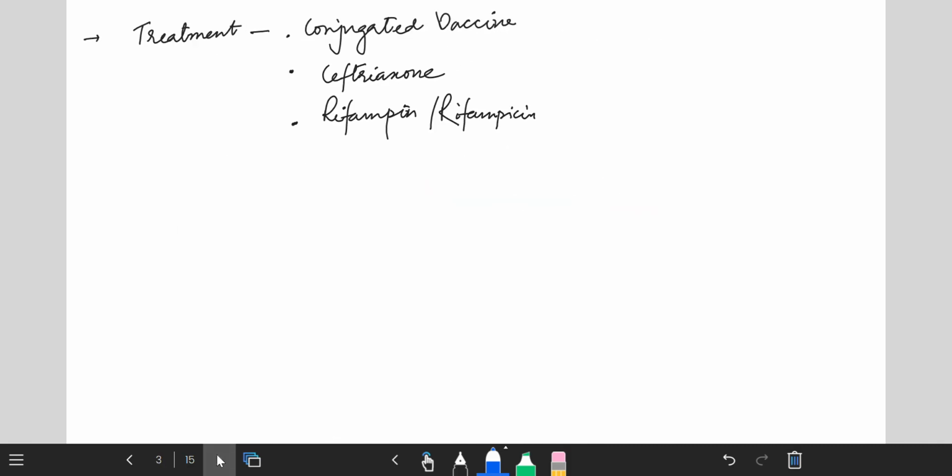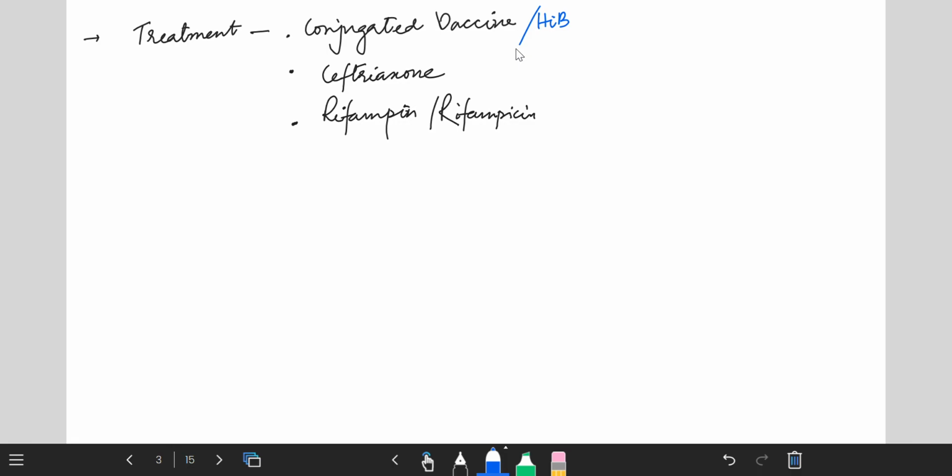Now what should be the treatment? So the treatment is conjugated vaccine, ceftriaxone as a medicine, and rifampin or rifampicin as a medicine. Now what is a conjugated vaccine? Actually this is a kind of vaccine which is also known as the HIB vaccine.